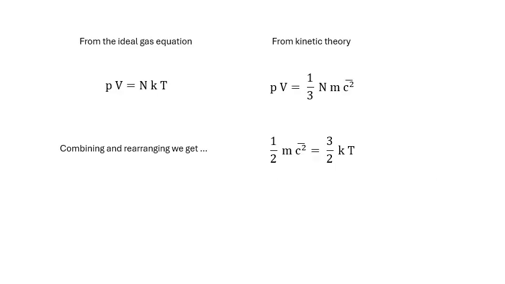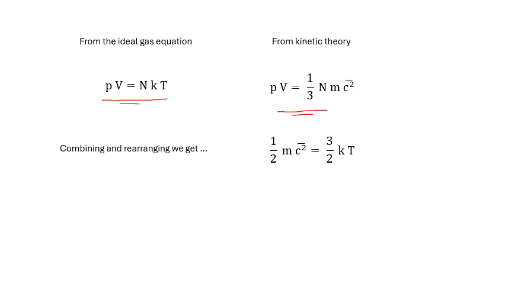Now, from the ideal gas equation, do you remember PV equals NkT, in the last video? And now we have PV as a third N m c squared bar from kinetic theory. If we combine them, if we put NkT equal to a third N m c squared bar and then do a bit of rearranging, we get this: a half m c squared bar equals 3/2 kT. And that's a very interesting equation.